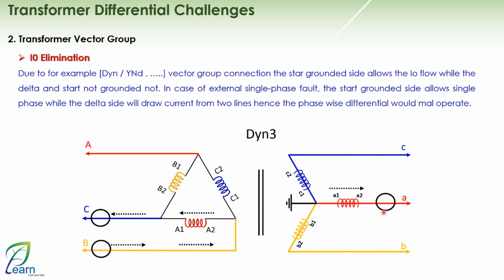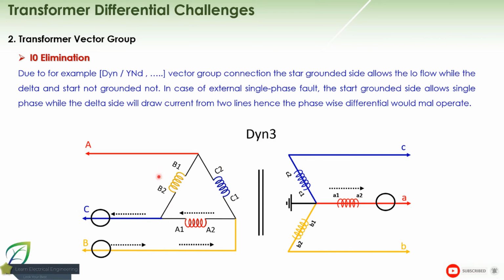Alright? So, due to my vector group, which is D13, I will notice the following. For phase A to carry this current, it will draw from phase A, but here the external terminals of phase A are connected to phase B and phase C.